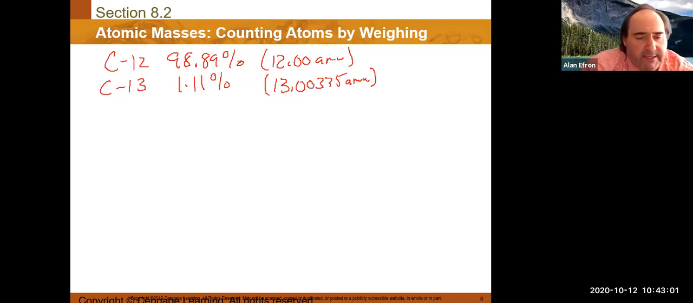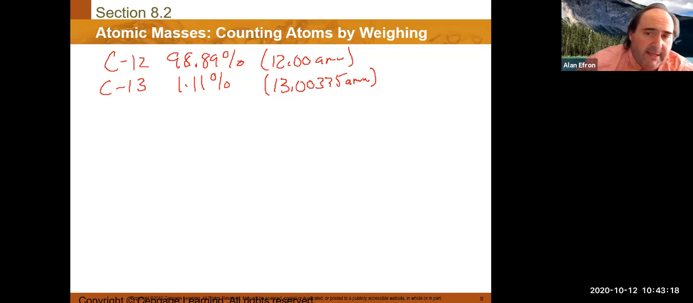So for carbon here, these are the two naturally occurring isotopes. And if we add up the percentages, we can see it comes to about 100%, which is good. If it didn't come to 100%, then we would have some other isotopes that would be missing. But here, since they do add up to 100%, we can assume that these are all the naturally occurring isotopes.